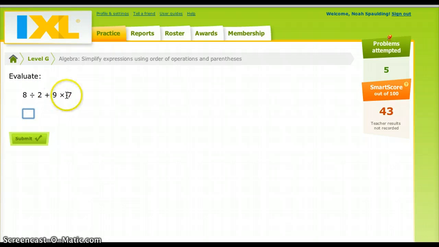Next, we have a division here, multiplication there. That's what I see first. We'll do the division here. 8 divided by 2 is 4. Okay, so we have a 4 there. Then we have 9 times 3 is 63. So 4 plus 63 is 67.